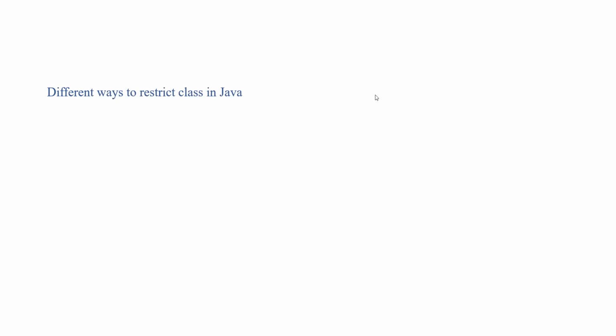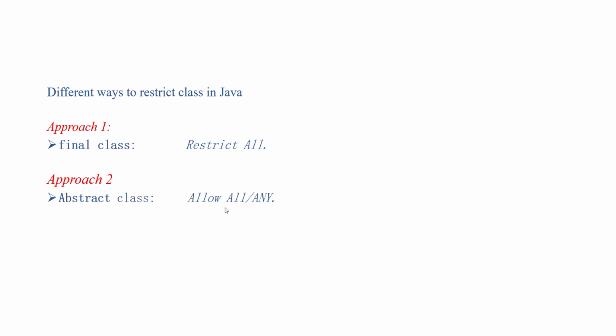So there are different ways to restrict a class in Java. With approach 1 we can see the final class. A final class is a class that cannot be extended. It will restrict all other classes from extending it. Next, with approach 2 we can see the abstract class. An abstract class will allow any class to extend it, provided it provides an implementation of the abstract method which is defined in the abstract class.